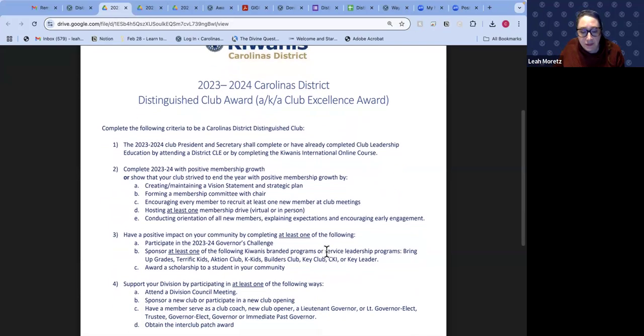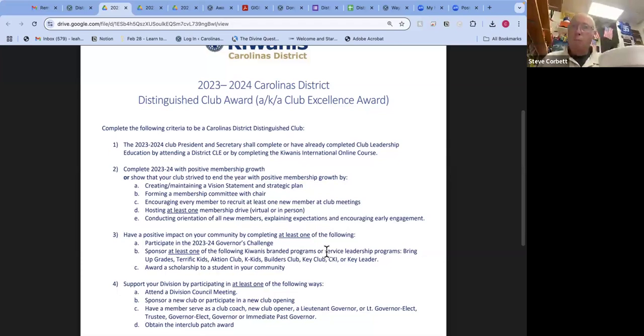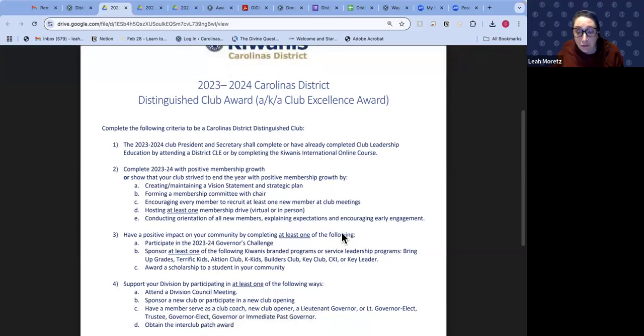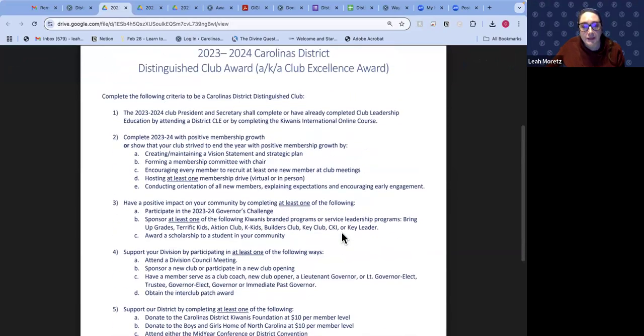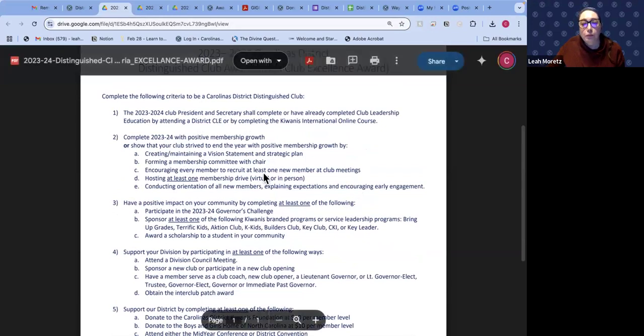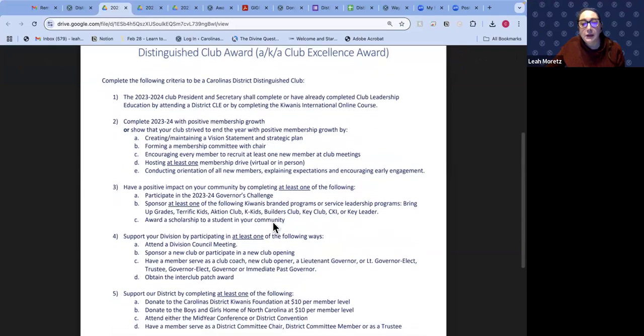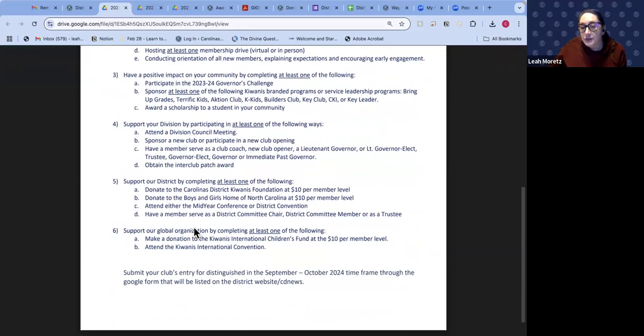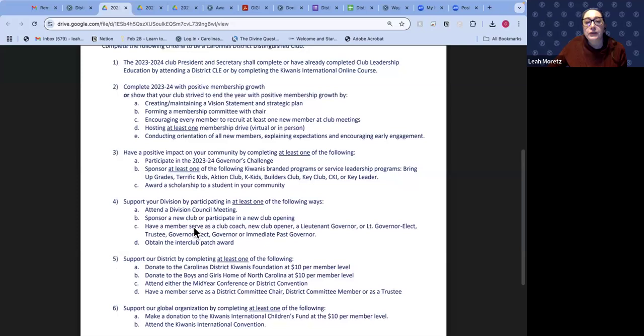We set this award up, the Distinguished Club Award, to make it possible for any size club to receive this award. You can be a club of 5 members, or you can be a club of 200 members, and you could have set up a strategy to complete these criteria. We tried to put it in different categories: training, membership growth, impact on your community, supporting your division, supporting the district, and supporting our global organization. So you see those 6 different areas here. And under each of them, you had to do one of the things under them.